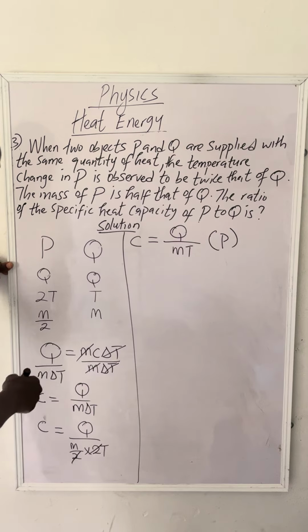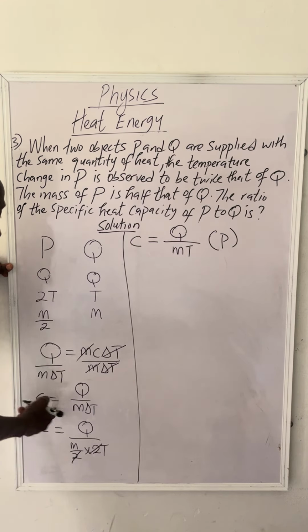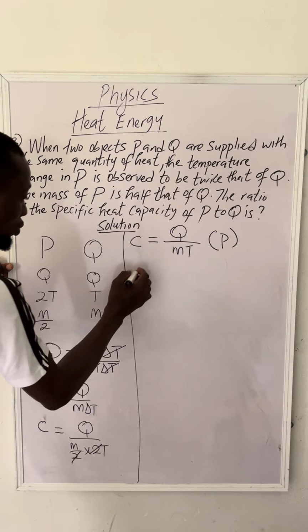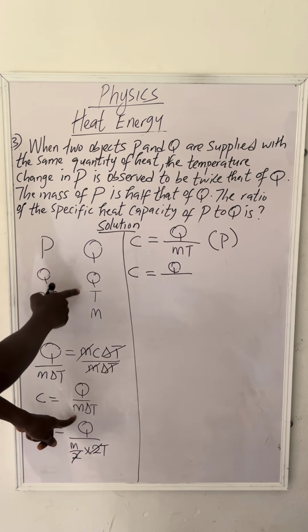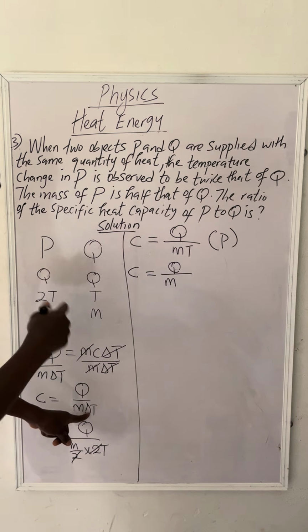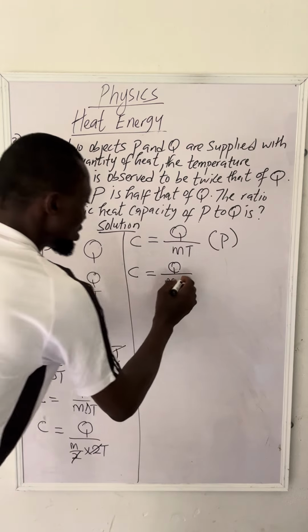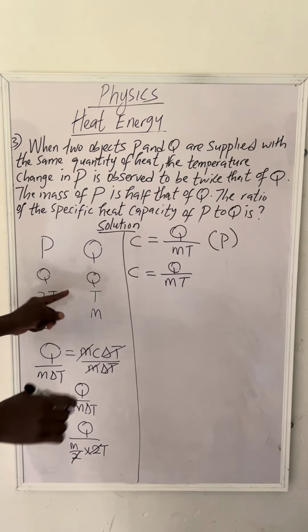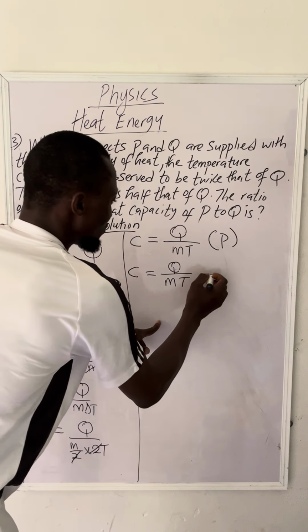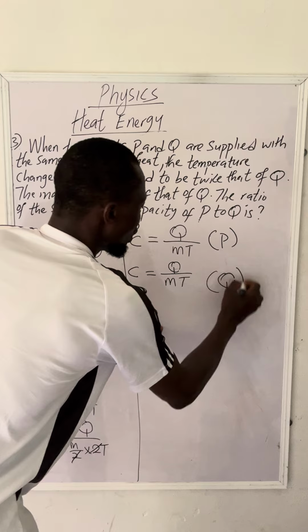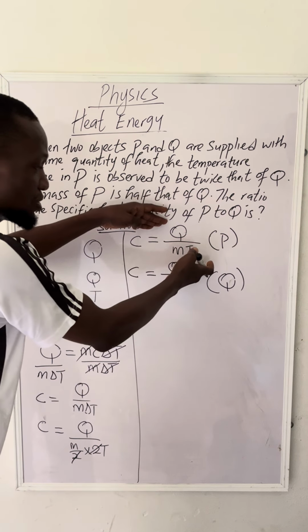Now let's calculate the specific capacity of Q using this same formula. So specific capacity of Q will now be C is equal to, now remember, what is this Q for this? It is still Q because it's the same quantity of it. So my Q, I'll put it here, over, what is M for Q? M is still M. So I'll put M. So what is changing, temperature change for Q? It is T, right? So we put T here. So it means that here there's nothing we can cancel again. So this is the specific capacity of what? Q. But the question says that find the ratio of specific capacity of P towards Q.